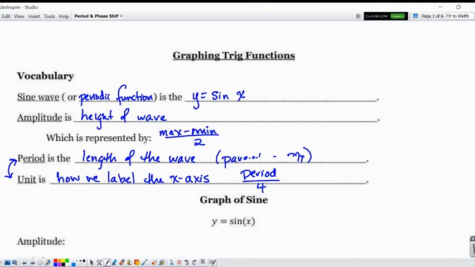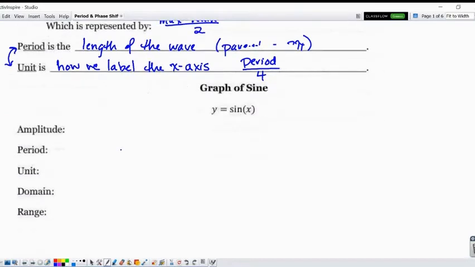So let's just graph the basic sine function. We can see how this idea of the unit works. The amplitude of the regular sine function, you can see there's no value in front, is just going to be 1. The period, we haven't changed that, is 2 pi, just a standard sine function. And when we find the unit, how we're going to mark the x-axis, we'll take 2 pi and divide by 4. And that shows us that we should put a mark every pi over 2 units to get all the important features of the graph.